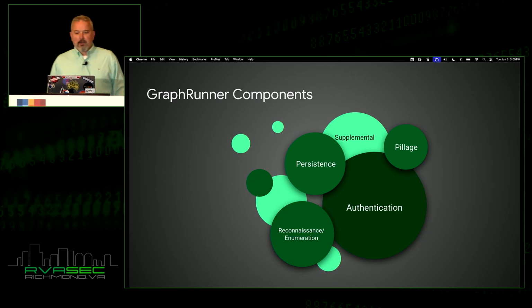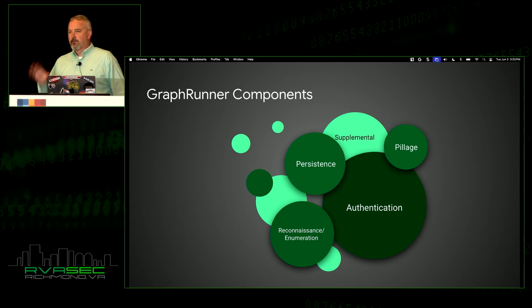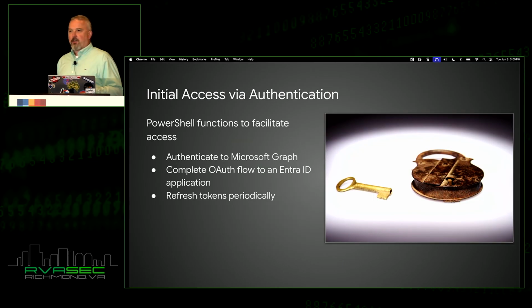Now, GraphRunner is broken into a number of different components: authentication, recon, persistence, pillage, and supplemental. Those are the 5 module groupings. We're going to touch on little parts of each one of these today, and the place we're going to start is authentication. If I can't get into the graph, all of these things stop dead, right? So obviously the first thing you want to do is keep people out of the graph. Unfortunately, to be able to actually do things in the graph, you need to let people in, right?